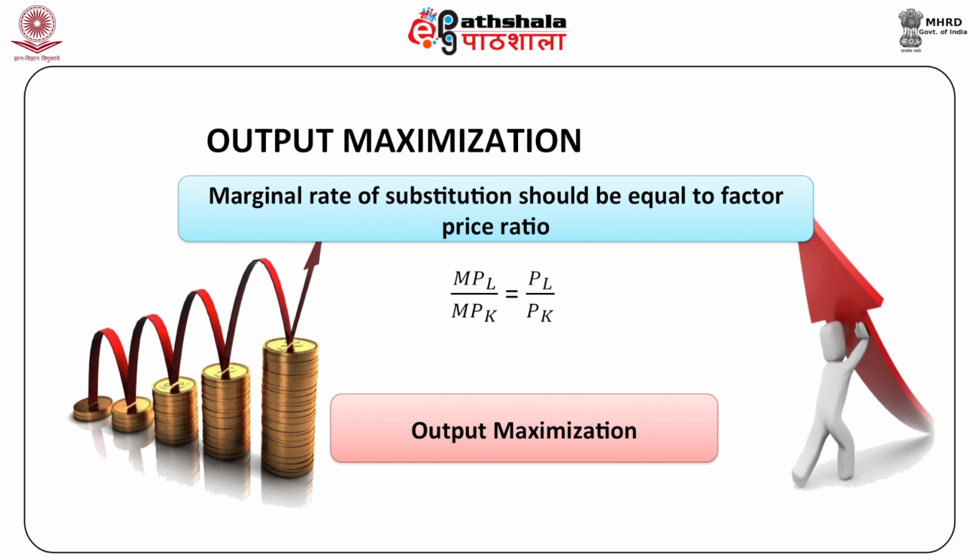Now, dividing equation 10 by equation 11, we get MPL by MPK is equal to PL by PK, which is again denoted by equation 13. Thus, equation 13 states that for output maximization, the marginal rate of substitution should be equal to the factor price ratio.